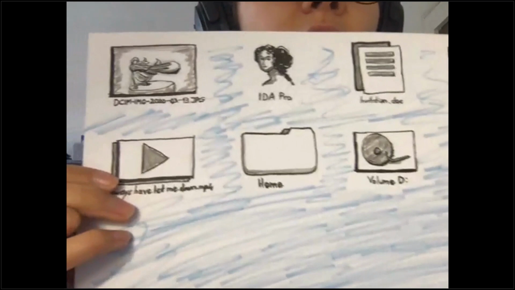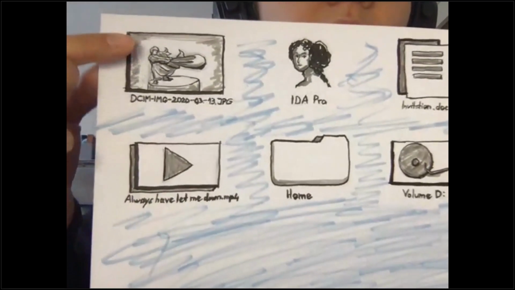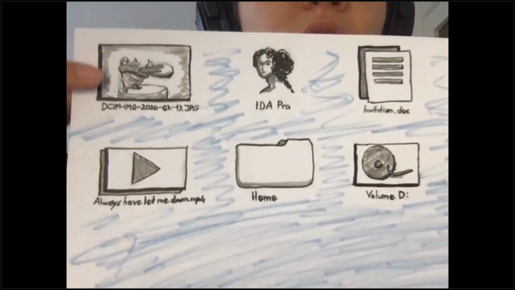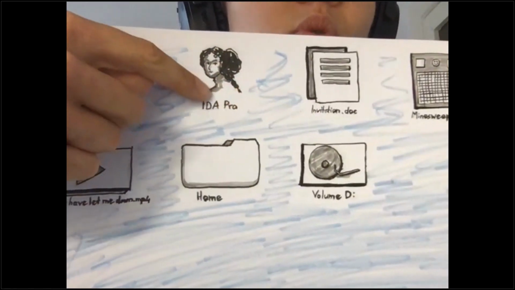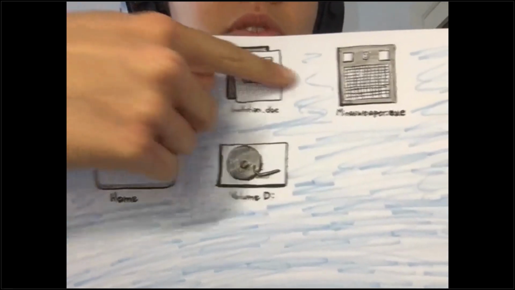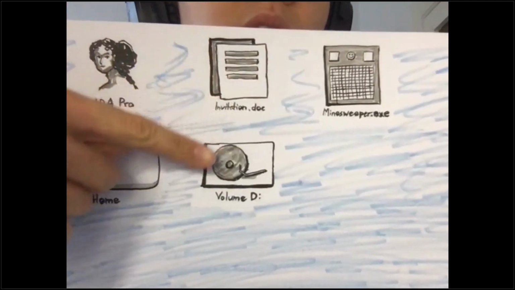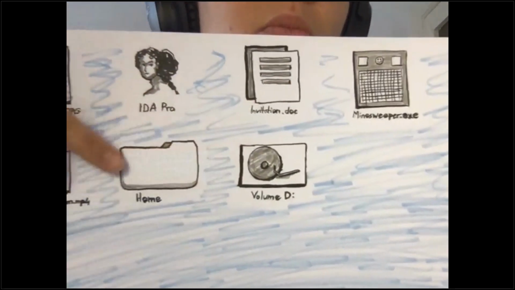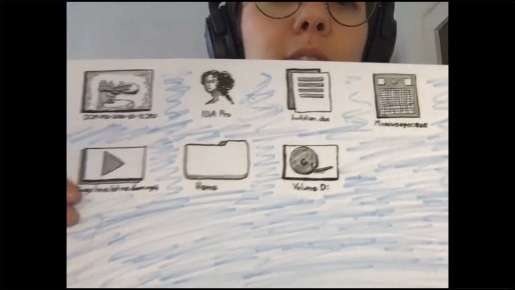The icons on the desktop are all labeled, so we can look at the names and try to see what it is. This one, for example, is a JPEG, so it's an image file. This one's a video, it's an MP4. Here we have a program. Here we have a .doc, so a document file. This one is a .exe, so an executable. Here we have a mounted volume, and here we have a folder. Okay, cool. What does that tell us?